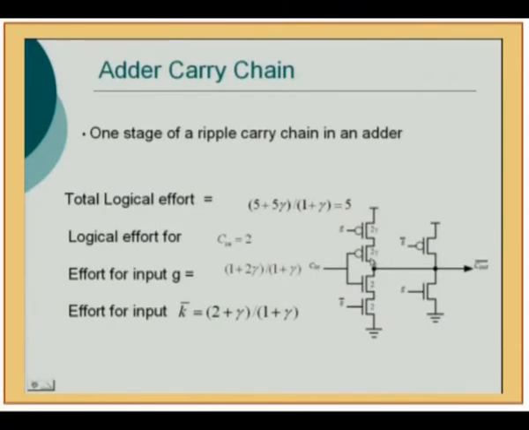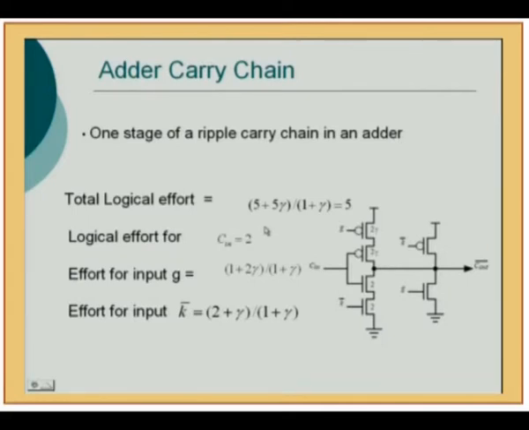So for Cin, the logical effort for this is 2 plus 2 gamma by 1 plus gamma, so only 2. If you see for G, it is 2 plus 2 gamma, 1 plus 2 gamma, this is 1, this transistor is 1 and 2. So total logical effort is 1 plus 2 gamma divided by 1 plus gamma. Similarly for K bar, this is size 2, this is size 2. So 2 plus gamma upon 1 plus gamma is this. Add all of this. So the net logical effort is 5 plus 5 gamma divided by 1.